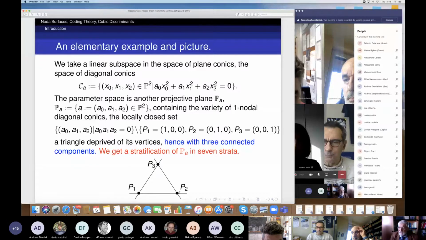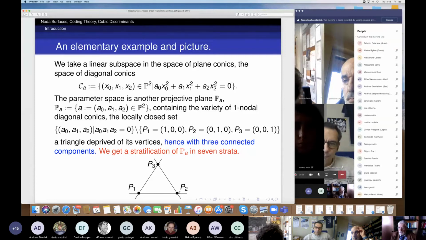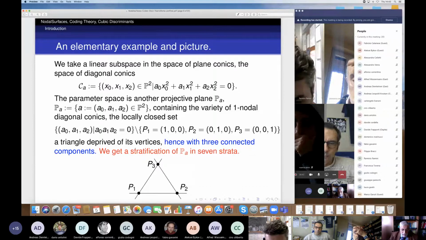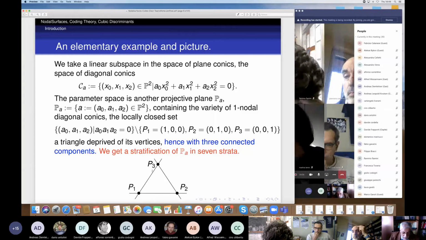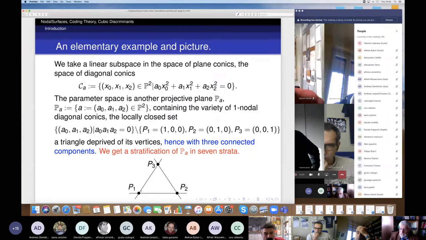So you should think that we have a very complicated parameter space, but we would like to have a similar picture: the connected components of the nodal variety, and also we want to understand the stratification of this projective plane. Outside, there are the smooth conics. On the lines, but not on the vertices, we have the pairs of lines. And on these 2 vertices, we have the double lines. And for instance, on this line, we have the pencil spanned by this double line and this double line.